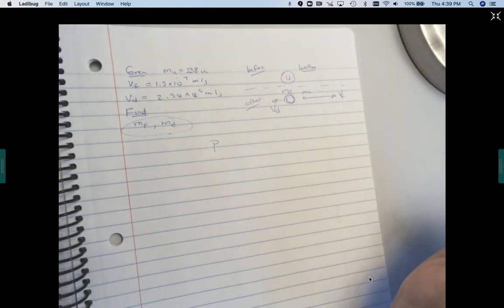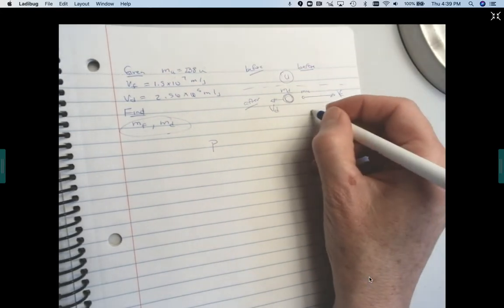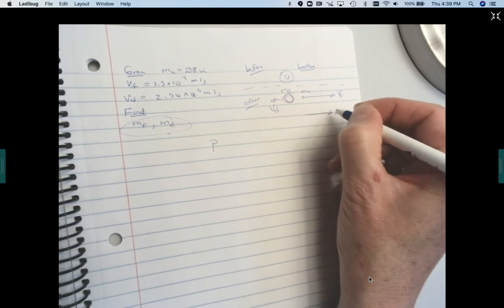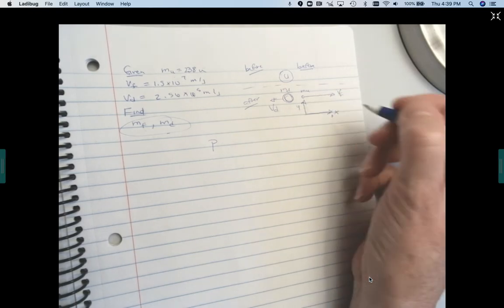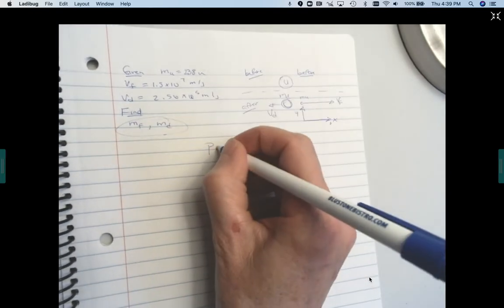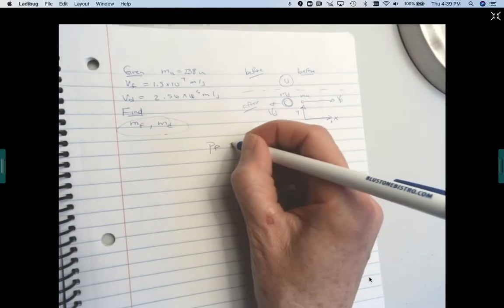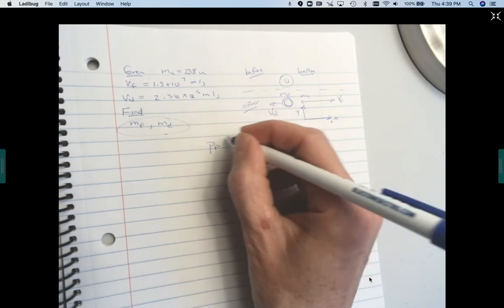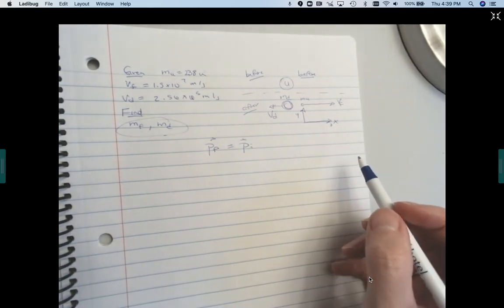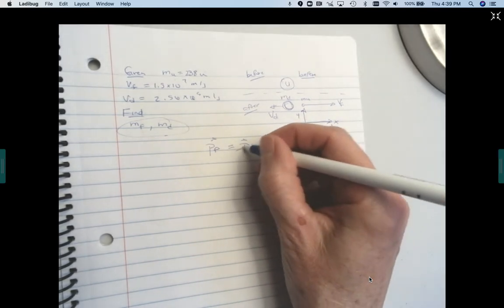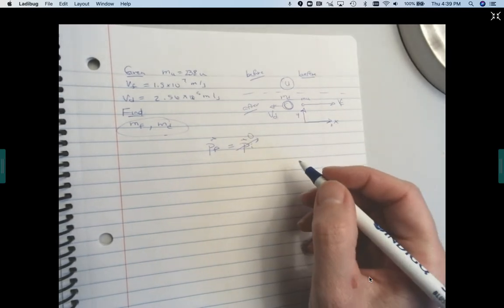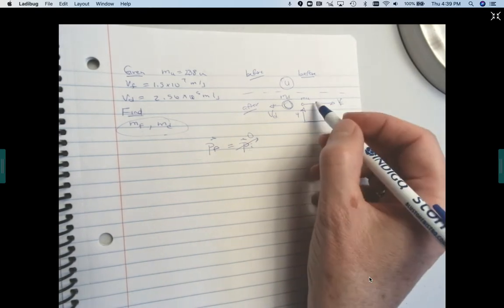Again, good to draw the before and after so we know what we're talking about. Momentum's a vector problem, so I should put in my coordinate axes here, x and y. Okay, and then I'm going to write my final momentum is equal to my initial momentum. Everything is just along the x axis as I've drawn it here. So my initial momentum is 0, right? Nothing's moving.